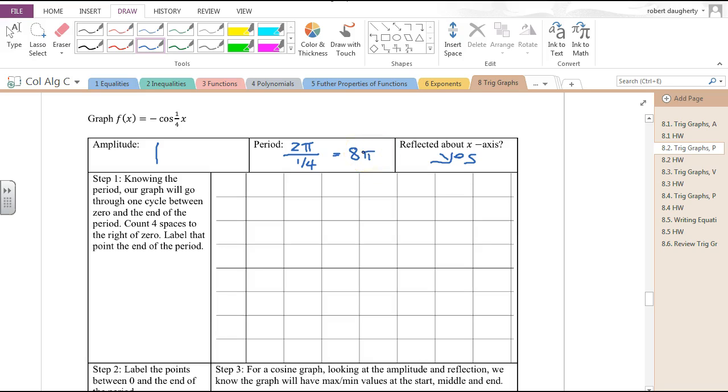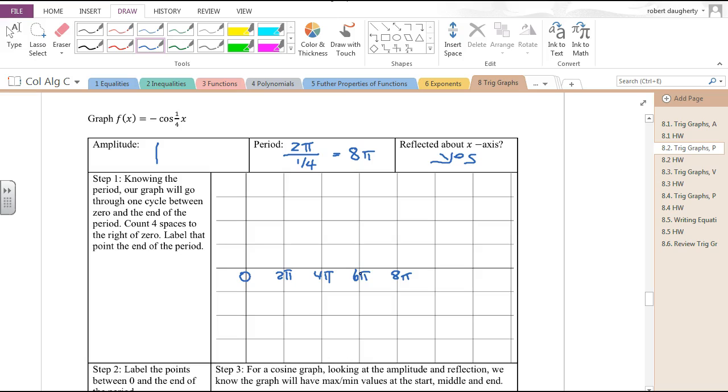So now I'm ready to go to my graph. This is 0. I count out 4 spaces, and what is that going to be? Yeah, that is 8 pi. What is exactly in the middle between 0 and 8 pi? Yeah, 4. What's halfway between 0 and 4? 2 and 6. Okay.